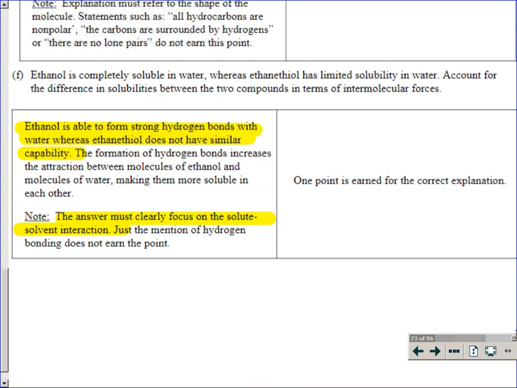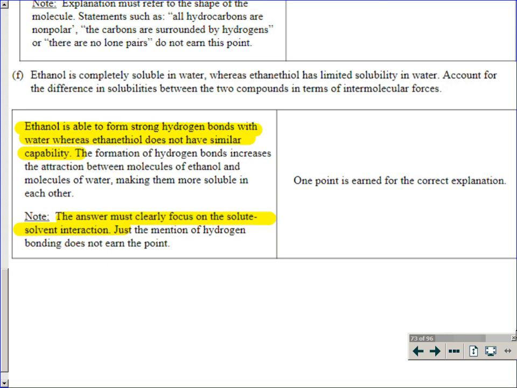If you were looking for solubility between ethanol versus ethanethiol in water, ethanol has a nice OH group on the end, so it's able to do some hydrogen bonding with water, as well as dipole, and even teeny bits of LDFs. But the strongest, of course, is your hydrogen bonding.